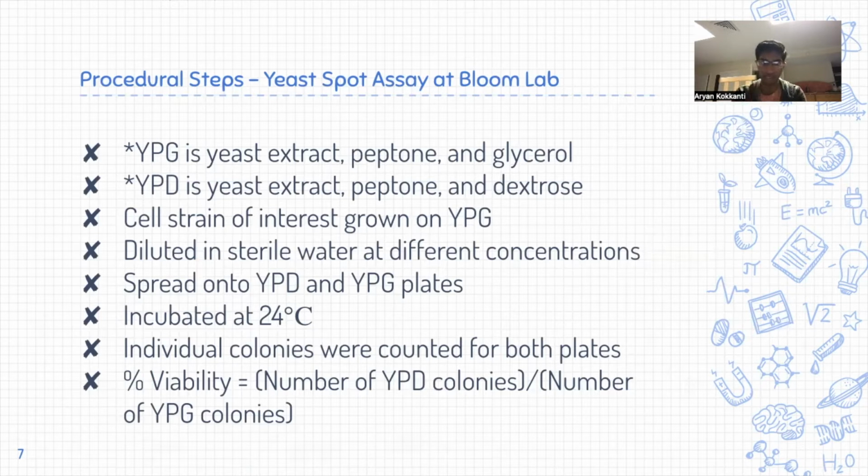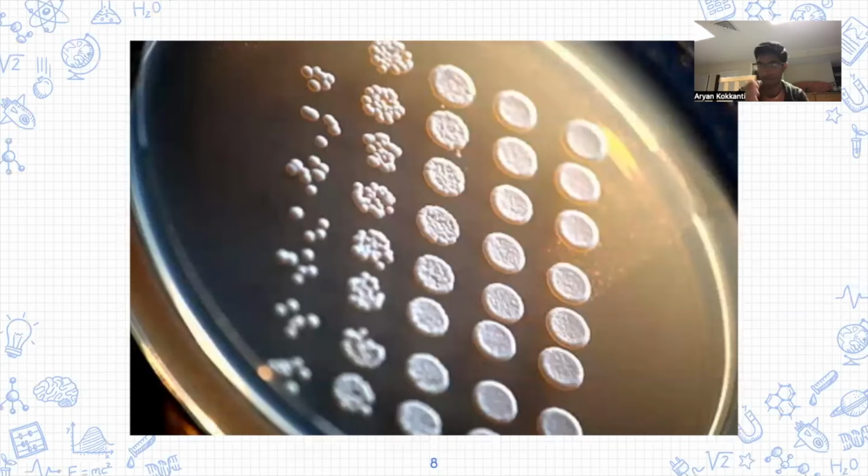So these are all now spread onto YPD and YPG plates, which are then incubated at 24 degrees Celsius. And then after this incubation, the individual colonies are counted for both plates at different concentrations. And the percent viability is calculated using the number of YPD colonies and dividing it by the YPG colonies. So you can see here, this is an example of the spot assay, but for a researcher, this is a real pain since you don't want to be counting all of those.